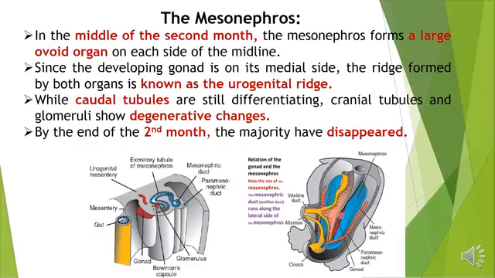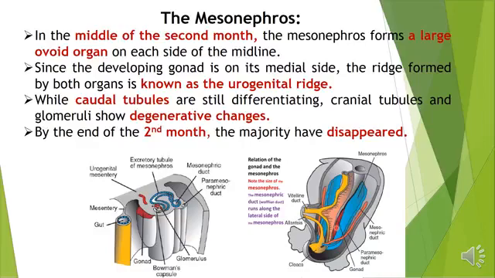The mesonephros forms a large ovoid organ on each side of the midline. Okay, in the middle of the second month. Since the developing gonad is on its medial side, the ridge formed by both organs, the urinary and the gonad, is known as the urogenital ridge.